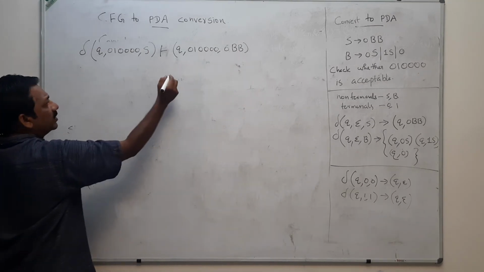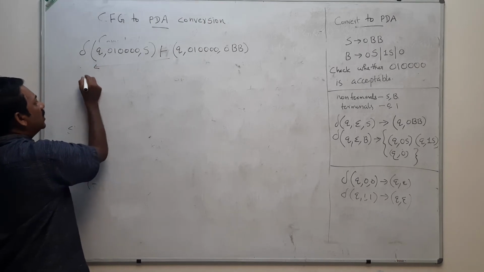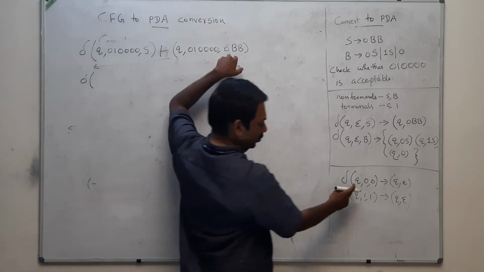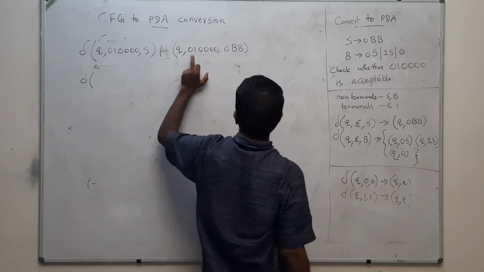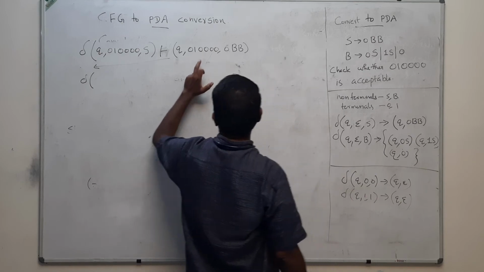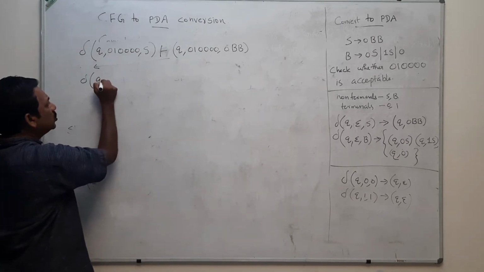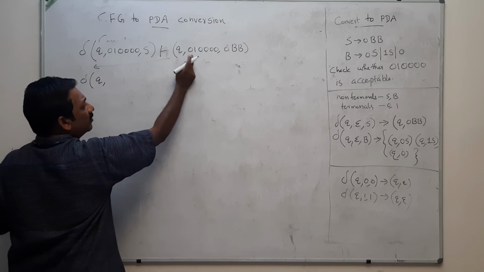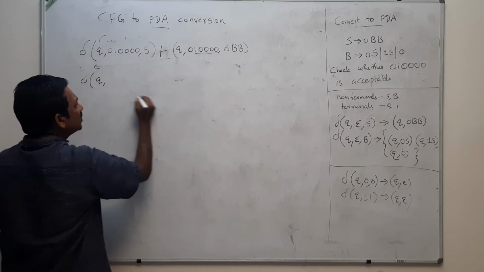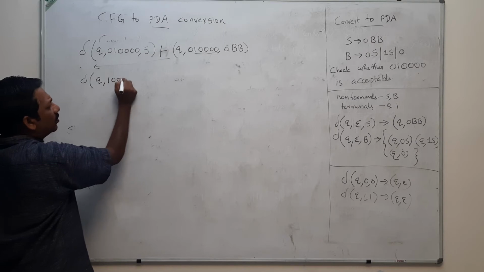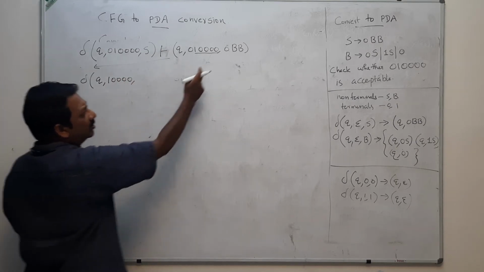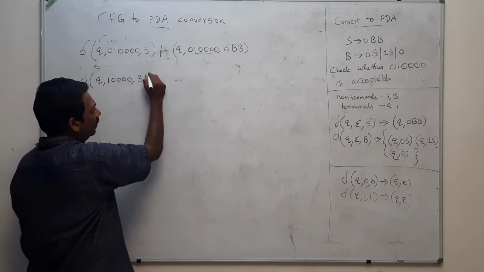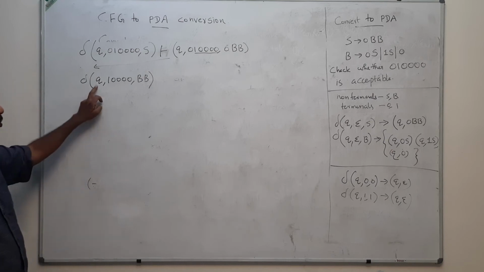The next step is starting from here, delta of Q 0 1 0, that means Q epsilon. That means you are popping this 0 and you are advancing, and the next state is Q, and as you have advanced, only this much remains, 0 0 0 comma, this 0 you have popped, and B B. Okay, and Q1B.